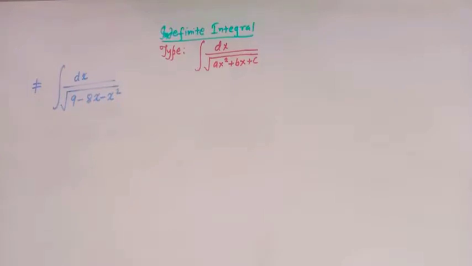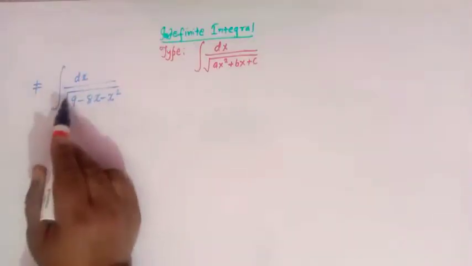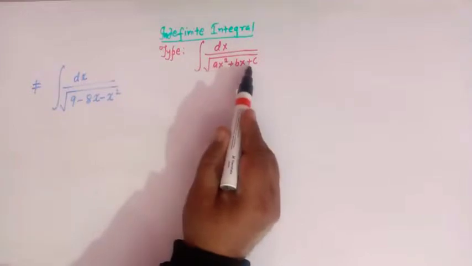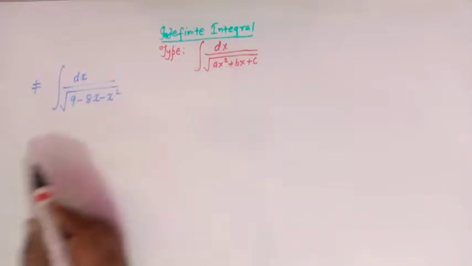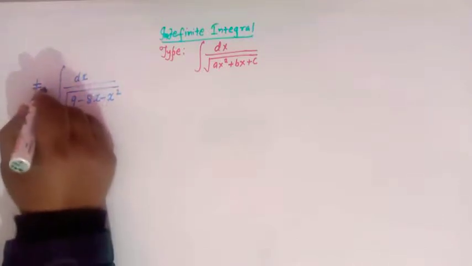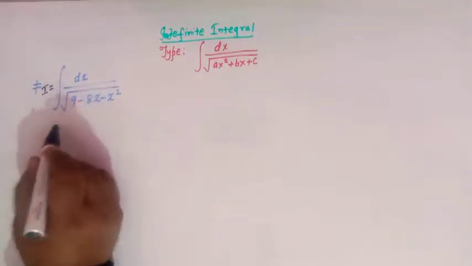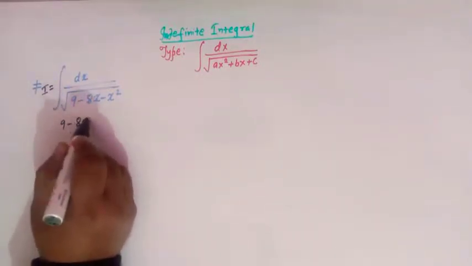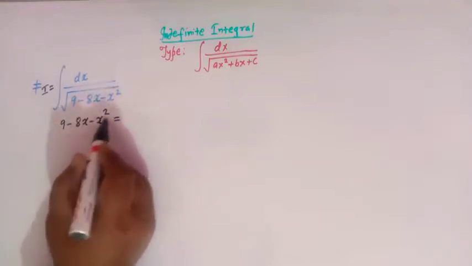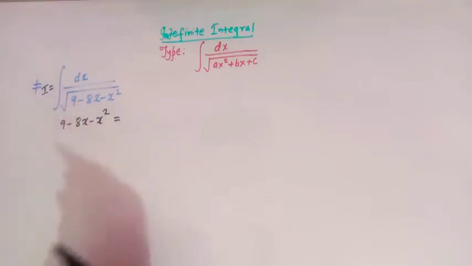square root sign. Now what we do here is try to make the perfect square of this quadratic polynomial. Let us first call this integral as I. Now here we have 9 minus 8x minus x square. This is a quadratic polynomial, and we'll convert it into a perfect square.